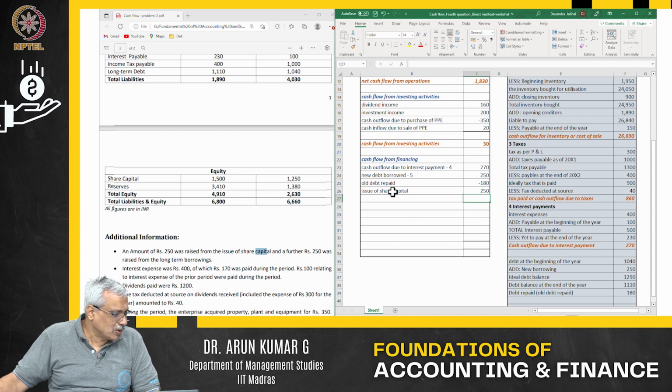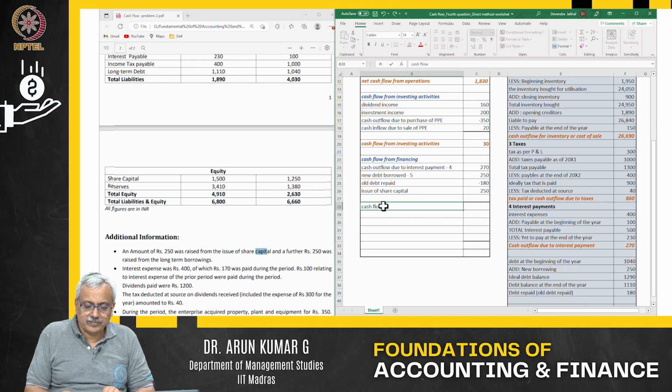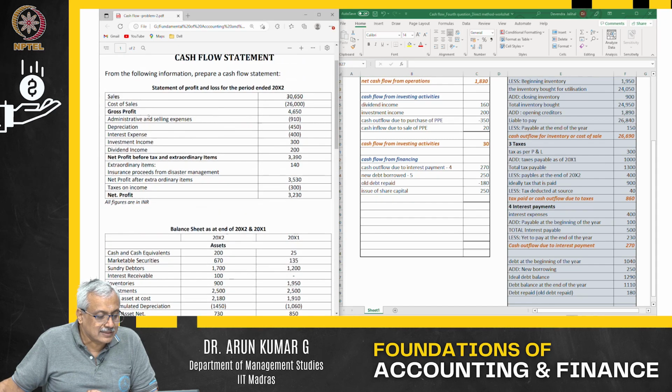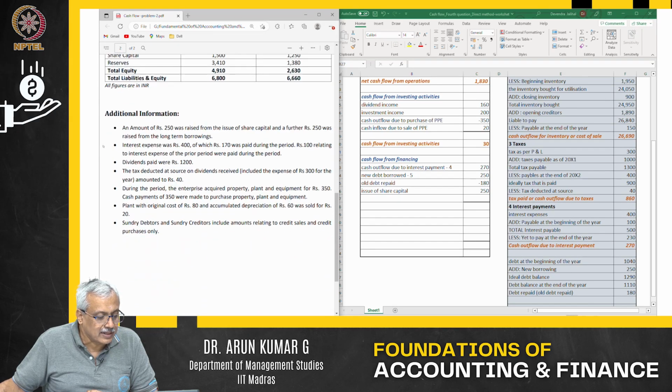So, what is the total cash flow from financing out there? Oh, sorry, I missed out dividends paid. There is something in this particular case that we call dividends paid. Dividend income is fine. There is a note here. The dividends paid in the year is 1200 out there.